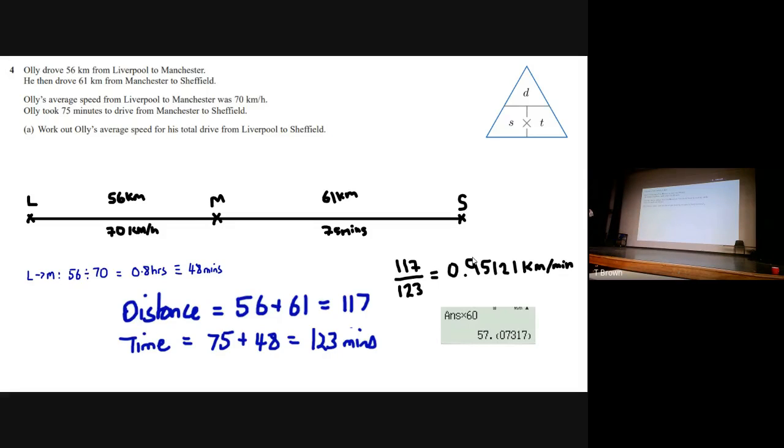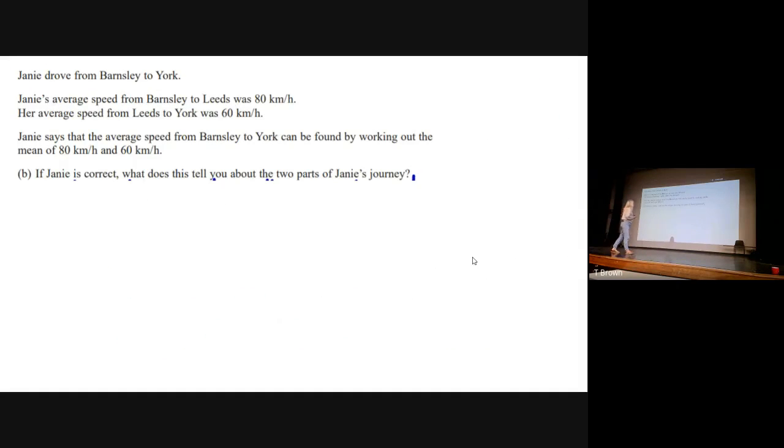Next part says, it's a lot of words here, isn't there? Jamie drove from Barnsley to York. Jamie's average speed was 80 kilometres an hour from Barnsley to Leeds, and from Leeds to York it was 60 kilometres an hour. Jamie says the average speed from Barnsley to York can be found by working out the mean of 80 and 60. So she just wants to do 80 and 60 and divide it by 2.